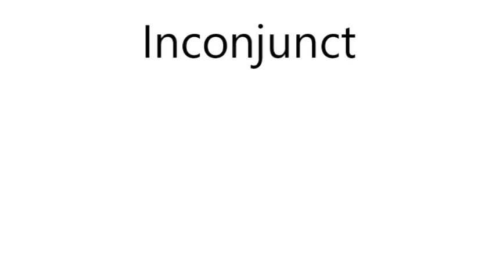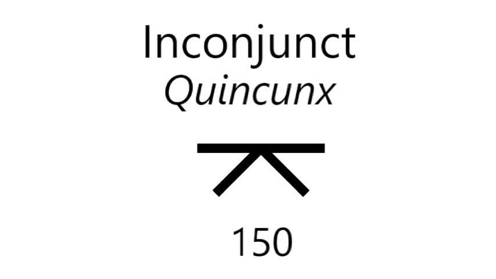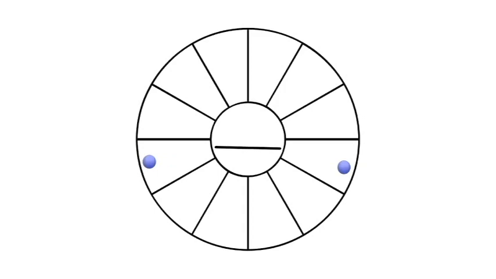The minor aspect I'm talking about is called the Inconjunct, also known as the quincunx. It's symbolized like this. 150 degrees separate the two planets. The inconjunct represents parts of the personality that need to be balanced, and so it's considered uniquely tricky. I'll go deeper into the inconjunct in its own video.